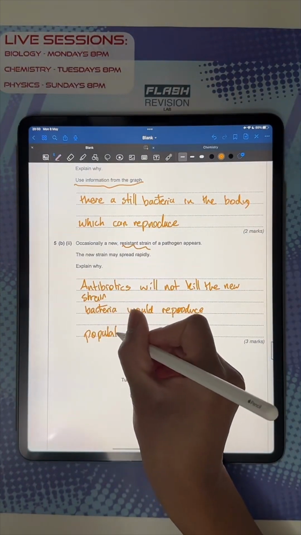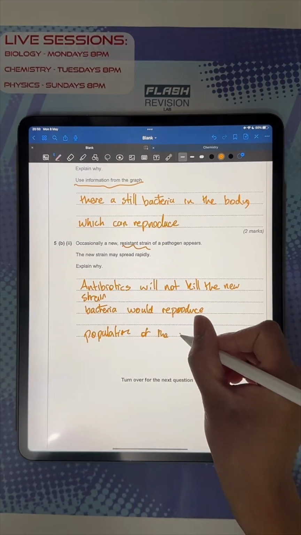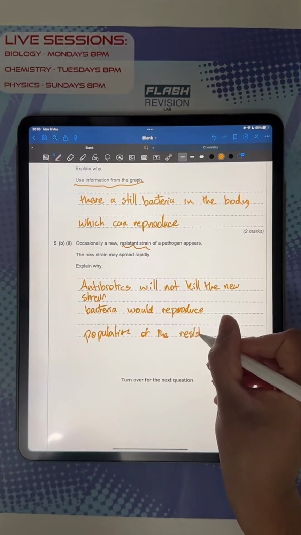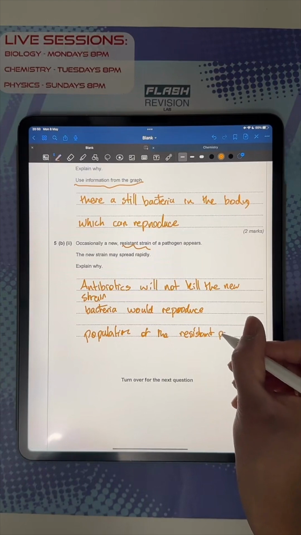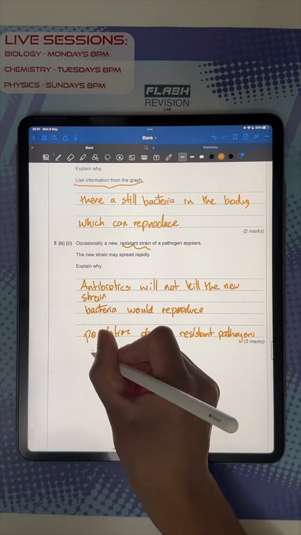So the population of the resistant pathogens increases.